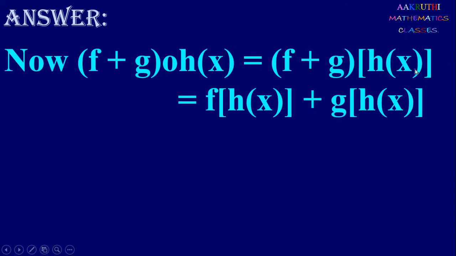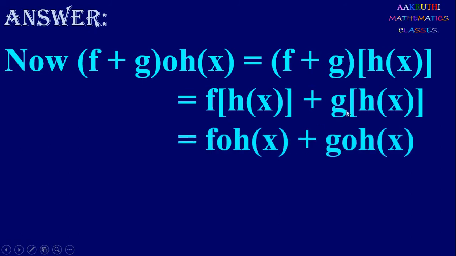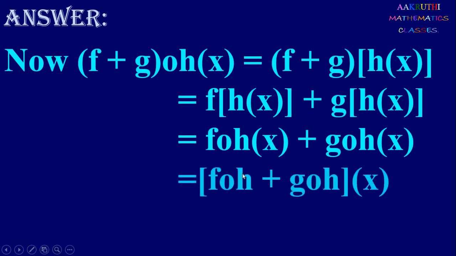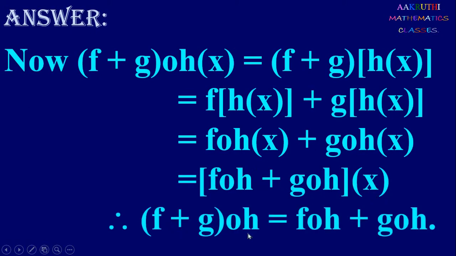It is (f plus g) of h of x, which can be written as f of h of x plus g of h of x. And this is the same as (f composite h) of x plus (g composite h) of x. f of h of x is the same as (f composite h) of x, and g of h of x is (g composite h) of x. And we can write this as (f composite h plus g composite h) of x. Therefore, (f plus g) composite h equals f composite h plus g composite h.